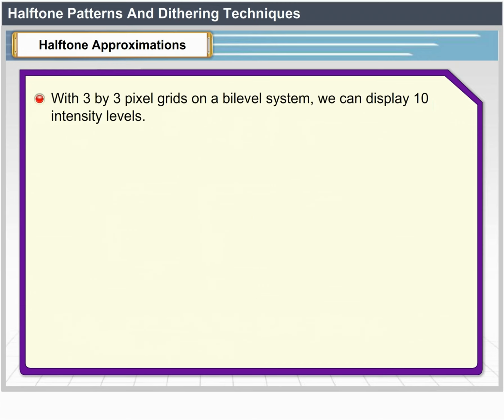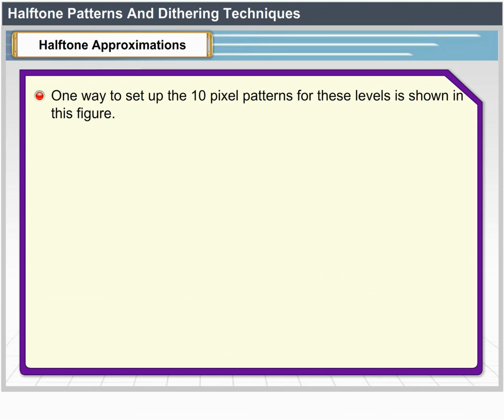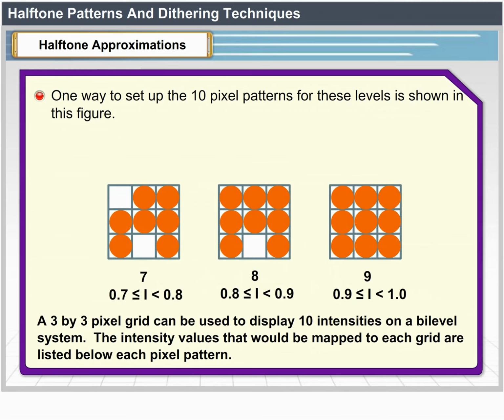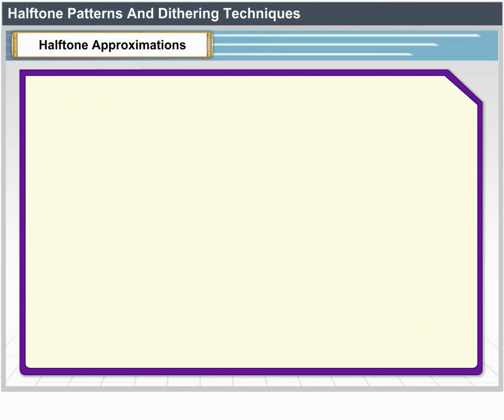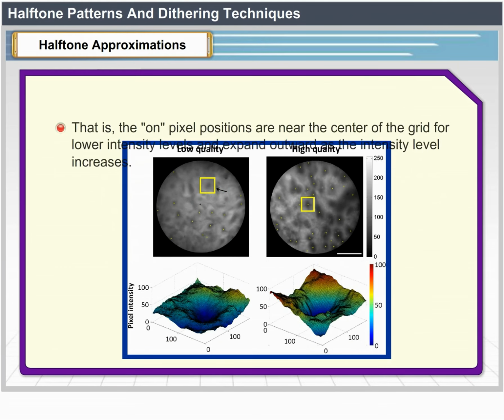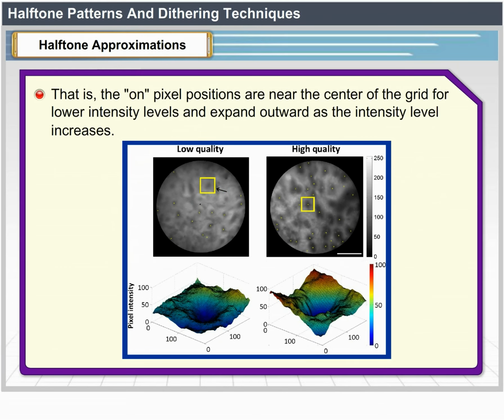With 3 by 3 pixel grids on a bi-level system, we can display 10 intensity levels. One way to set up the 10 pixel patterns for these levels is shown in this figure. Pixel positions are chosen at each level so that the patterns approximate the increasing circle sizes used in halftone reproductions. That is, the on pixel positions are near the center of the grid for lower intensity levels and expand outward as the intensity level increases.